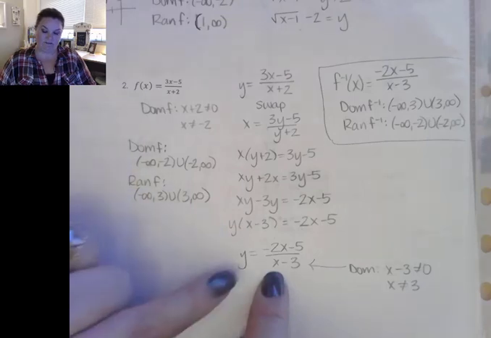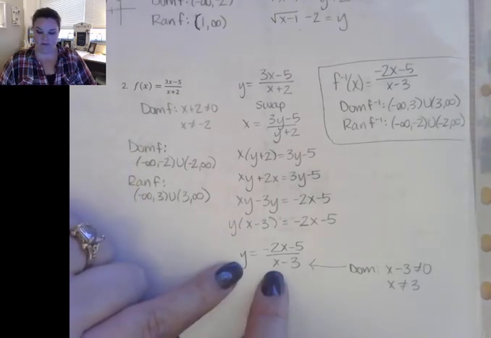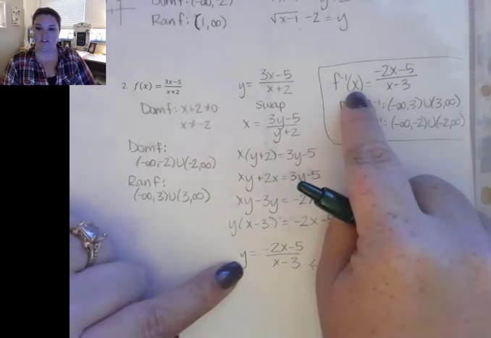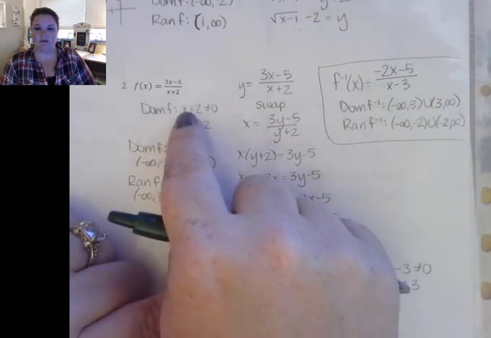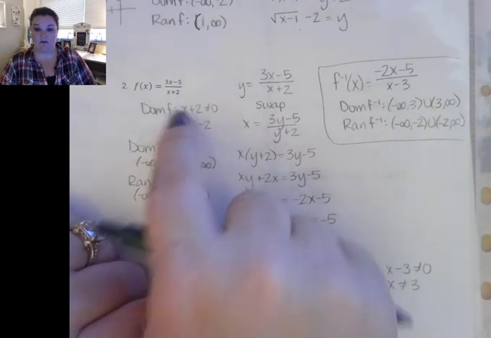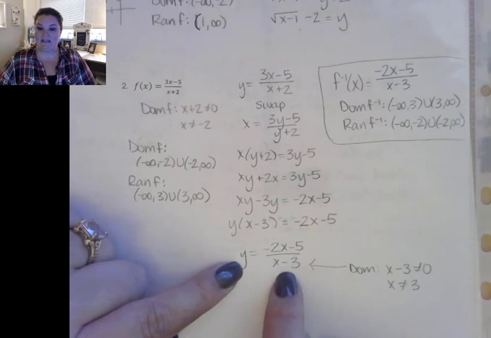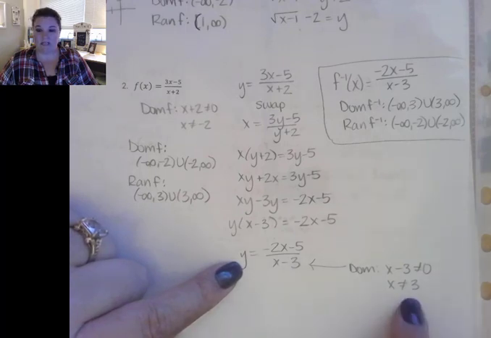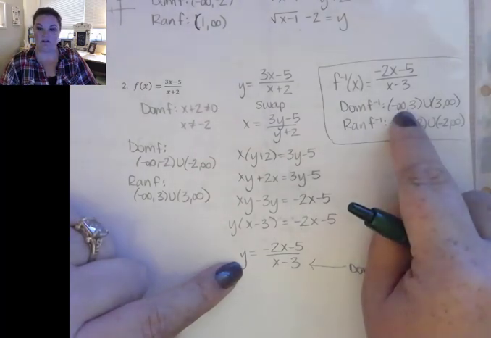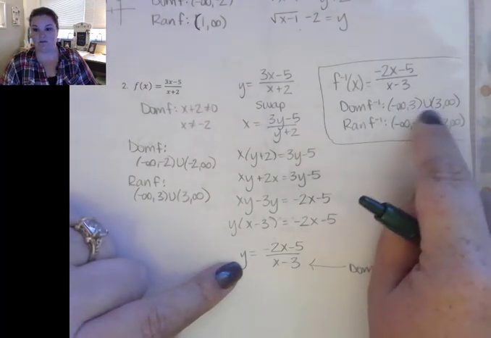So this is what our inverse function should look like, and then we want to make sure we write it back in function notation. And then just like we did with the original, finding the domain, we can figure out what would make this denominator 0 to find the domain of our new inverse function. So if I set that equal to 0 and solve, I get 3. So it cannot be 3.